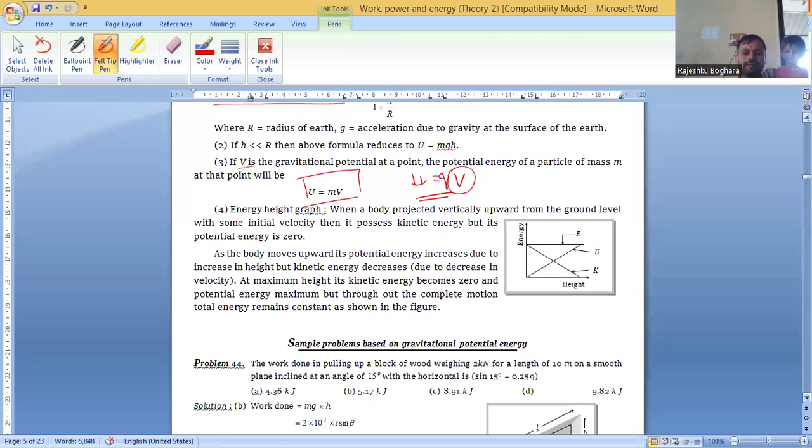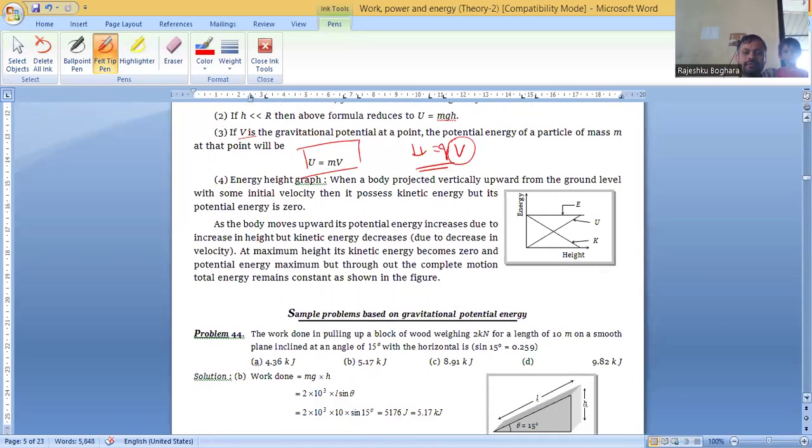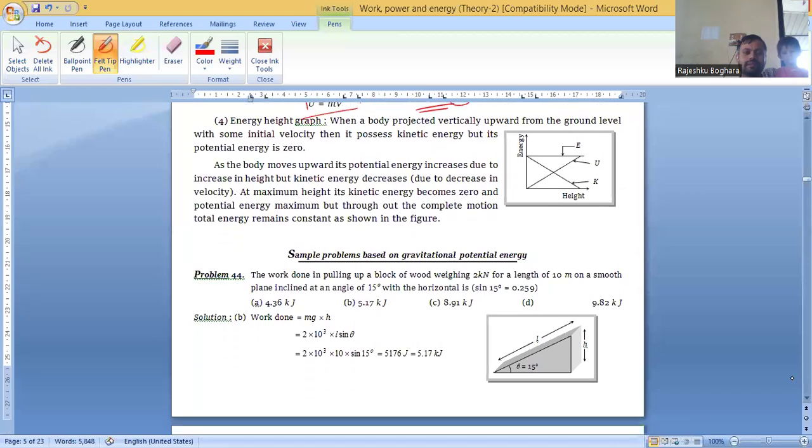Now let's see some examples regarding this. The work done in pulling up a block of wood of weight 2 kilonewton, so mg is equal to 2 into 10 raised to 3 Newton, given, for a length of 10 meter. The length of the slope L is equal to 10 meter, on a smooth plane inclined at an angle 15 degree with horizontal is.